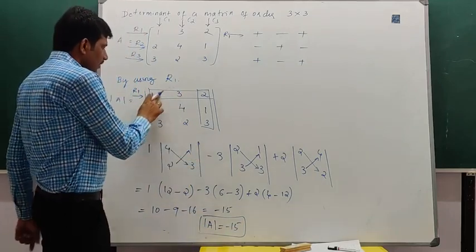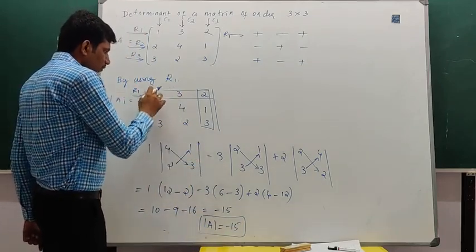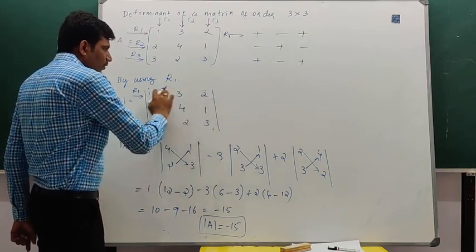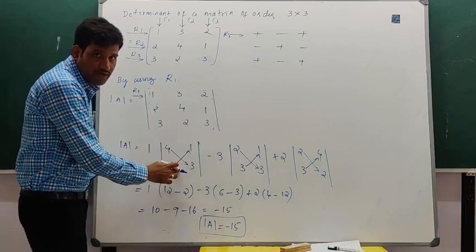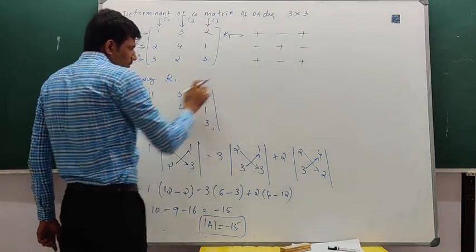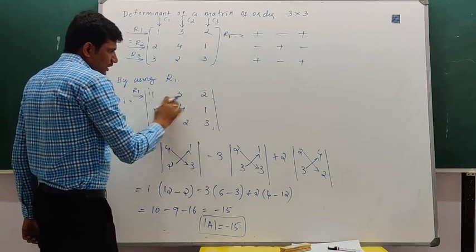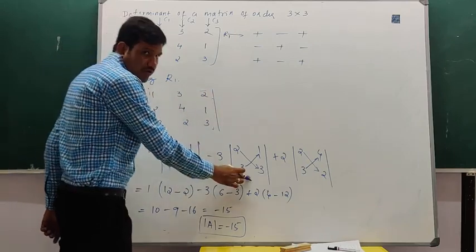R1 means first element. Right? So that is 1. We have to leave the column and row where this element is present. So when we leave this column and row, what is left here? 4, 1, 2, 3. That we have to write here. The sign of the second element is minus. Minus into plus is minus 3. Now we have to leave the column and row where this 3 is present. We are left with 2, 1, 3, 3. That we have to write here.